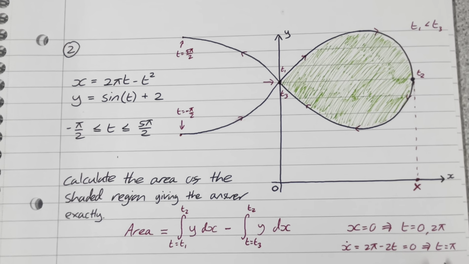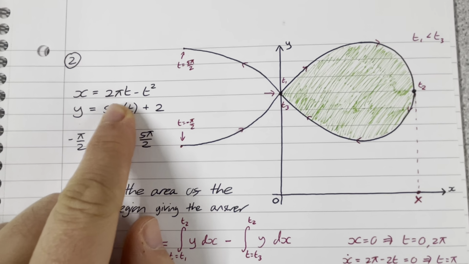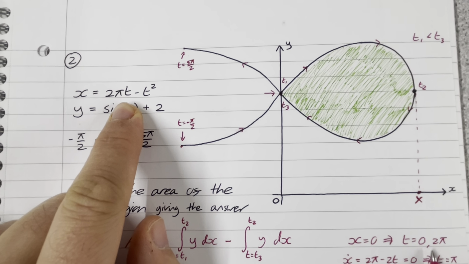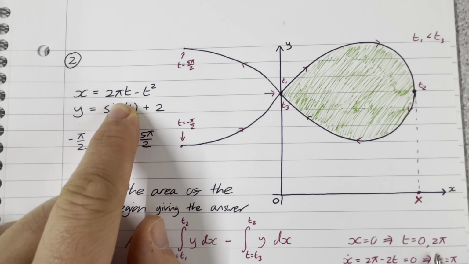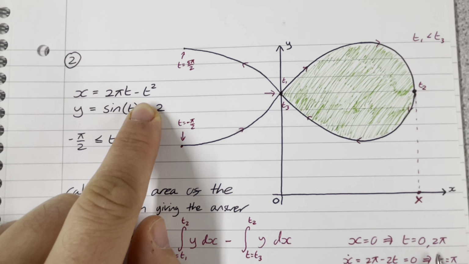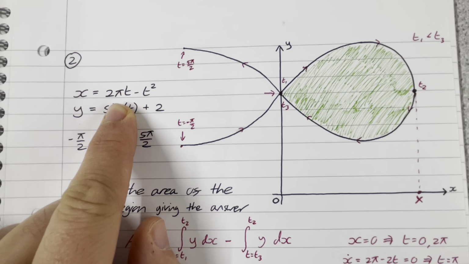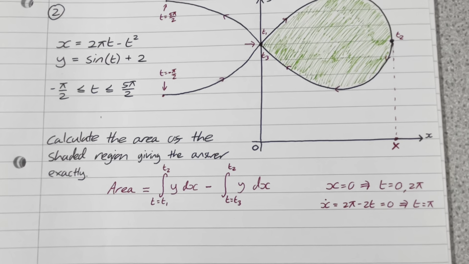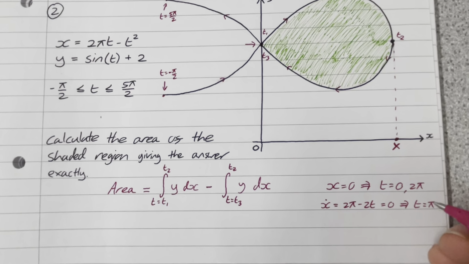Another way to consider it is x is a quadratic in t, and we've already got two roots at 0 and 2 pi. So by the symmetry of a parabola, the turning point must be halfway, so pi. That's another way to consider it. But either way, we end up with t1 equal to 0, t2 equal to pi, and t3 equal to 2 pi.